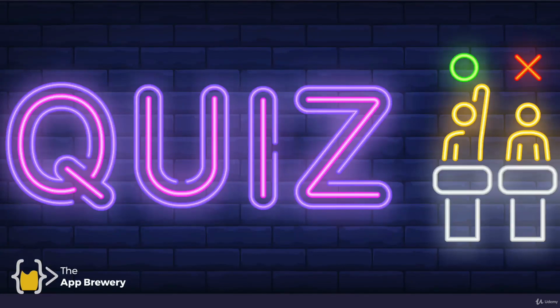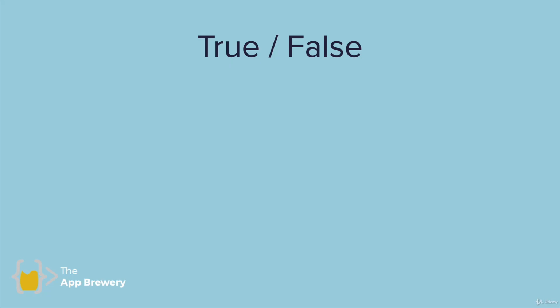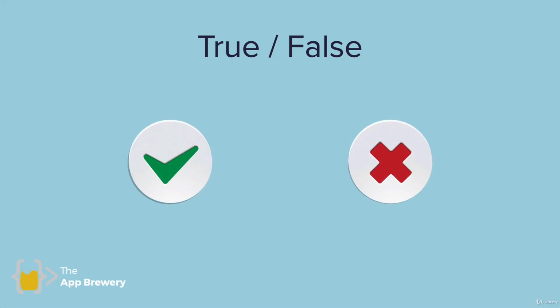Now that we've seen how to create our own custom classes, we're finally ready to build the quiz game. Now, this game is going to be a simple true-false game. So a question will be asked to the user and they'll select true or false, and then we'll tell them if they got it right or wrong and give them a score.